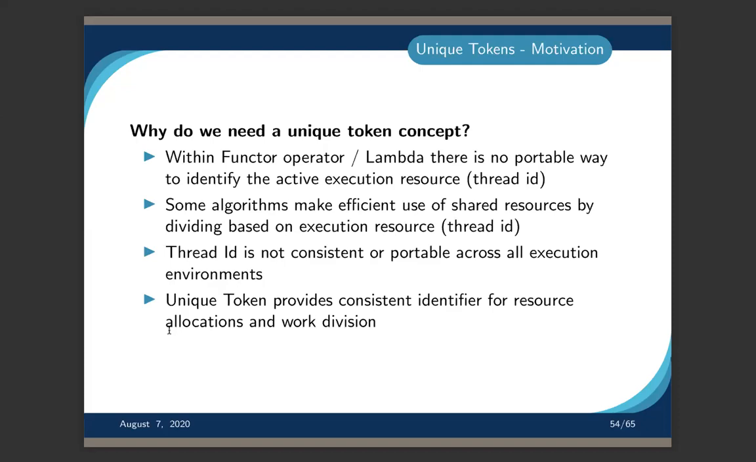But there are algorithms where being able to identify exactly which hardware thread you are is actually useful. For example, you can get back access to some pre-allocated resources which are cache local, right? And stay cache local over iterations. The problem is that while that is useful, there is actually no portable way across all these execution environments to do that. And I'll show you that in a second. And that's where unique token comes in to provide that unique identifier.